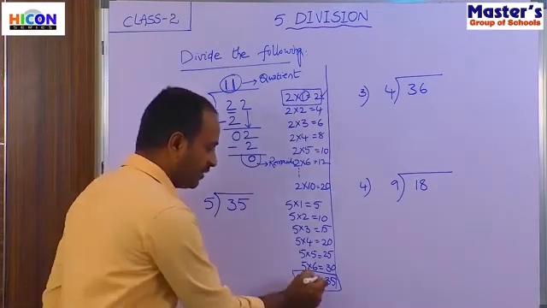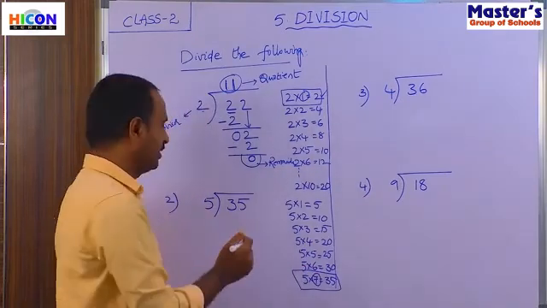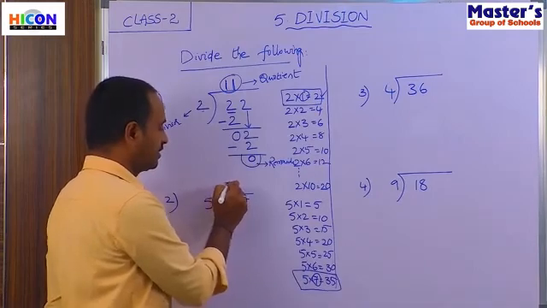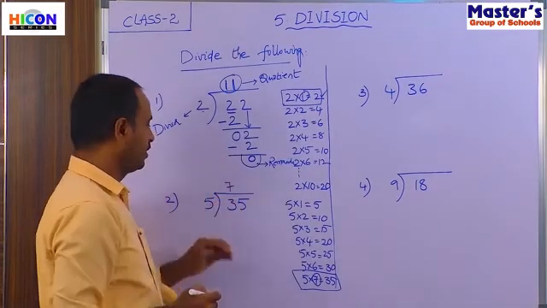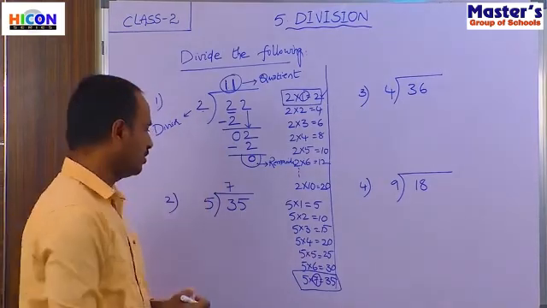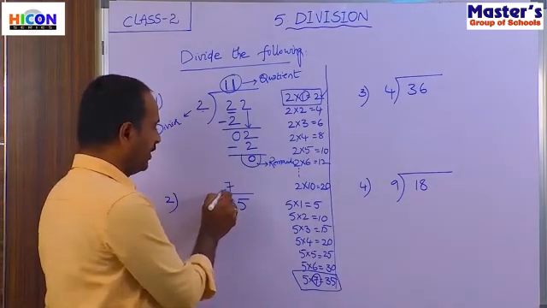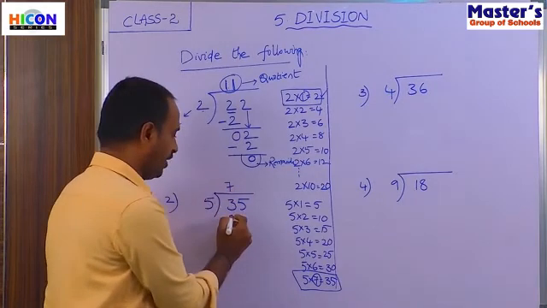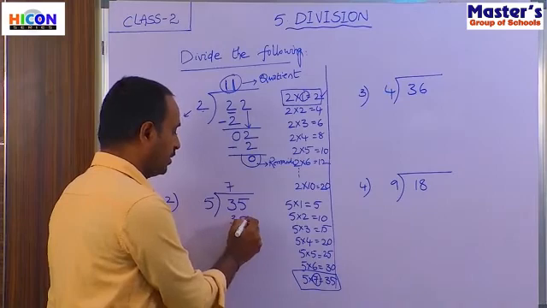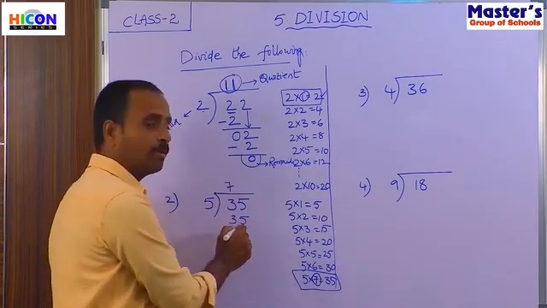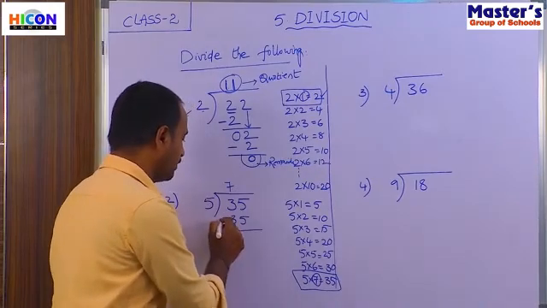So write the 7 in the quotient place. This is the quotient place. Write 7 in the quotient place on the line above the dividend. Now multiply 5 into 7. 5 sevens are 35. So write the product below the dividend and now subtract.